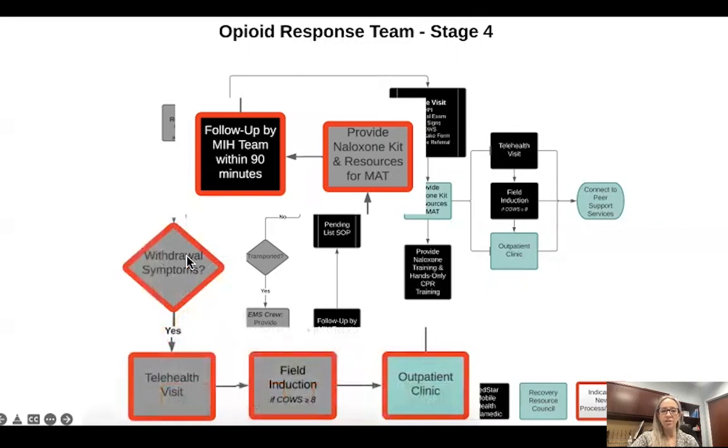And then down here, this is where it's going to be important for you guys to understand the COWS score. So in stage 4, we want you to recognize withdrawal symptoms. Maybe somebody just calls you for nausea and vomiting, or diarrhea and vomiting, and you get the history and you see all these other things, and it dawns on you, wait a minute, maybe they're in opiate use disorder withdrawal. So it's going to hopefully lead to a telehealth visit and field induction if COWS are greater than or equal to 8, with referral to the outpatient clinic.